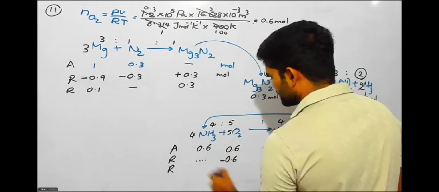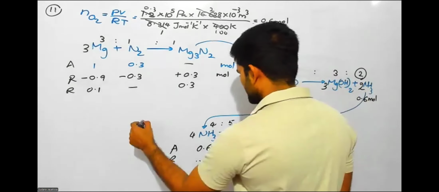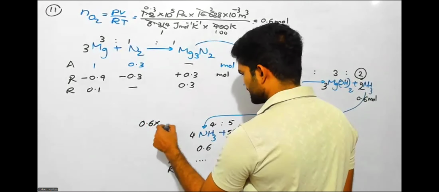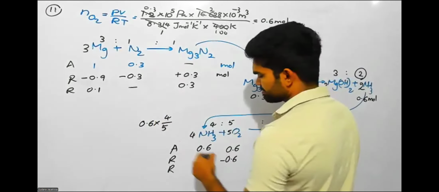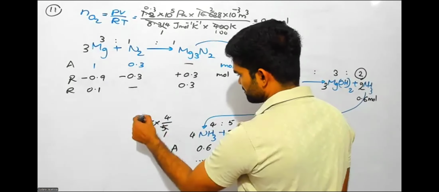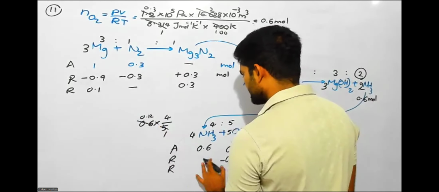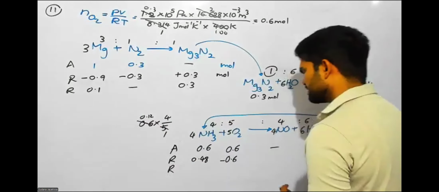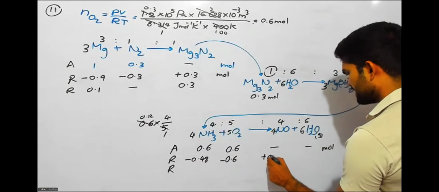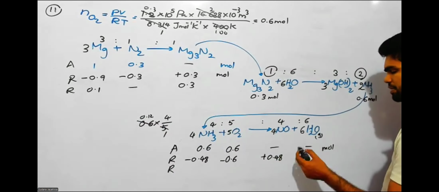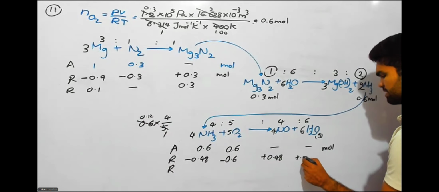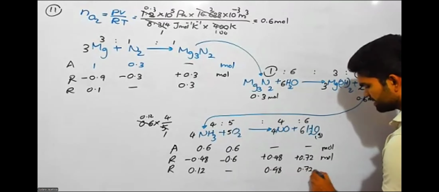How many moles of NH3 is reacting? So what you need to do is divide by the given stoichiometry 5, multiply by the required stoichiometry: 0.12, multiply by 4, 0.48. And here 0.48 is formed. And here 0.12 into 6, 0.72 is formed. Now this one, 0.12, is remaining here, completed. 0.48 and 0.72 are there.